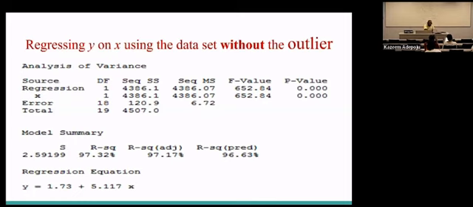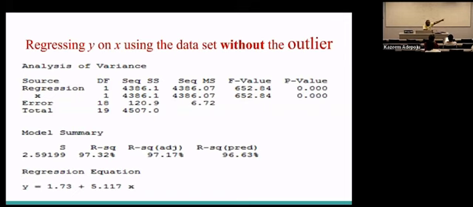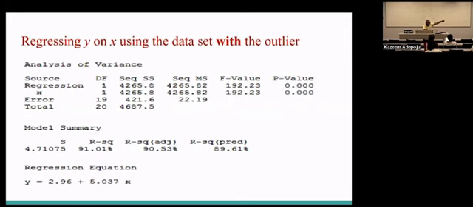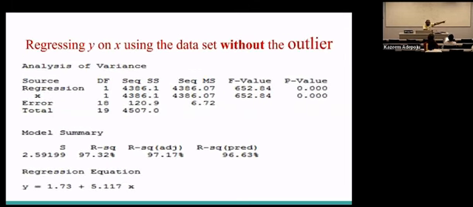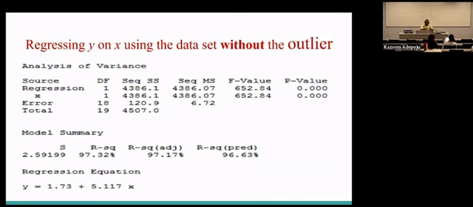Now, with the outlier, what happened? The beta naught has changed from 1.73 to 2.96. What about the slope? From 5.117 to 5.037. What about the R squared? Let me tell you, the R squared means the coefficient of determination.